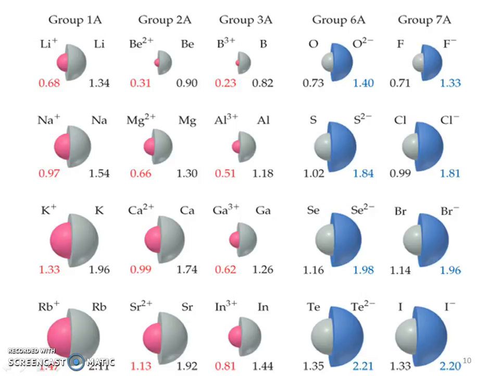So here, again, you might want to pause and look at this and make sure that you understand the difference between your cations, your ions being smaller than the atom they come from, and then look at your nonmetals and how your ions are going to be larger than the atoms they come from.